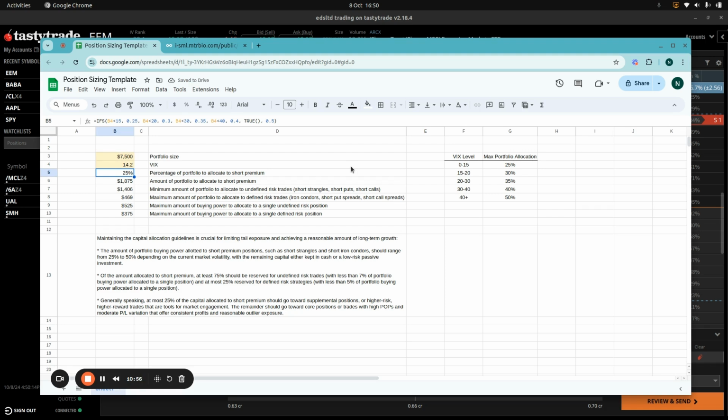At this point, all you need to do is use the information here to form the backbone of your portfolio. It will tell you how much buying power to allocate to undefined risk positions, defined risk positions, and how much of your portfolio you should allocate to short premium strategies in general. And as long as you follow everything here, you'll be absolutely fine.